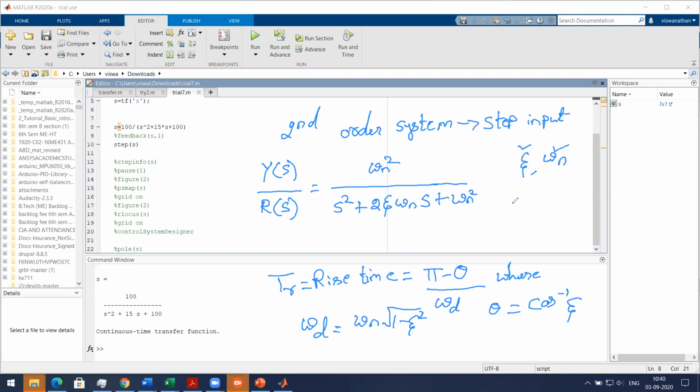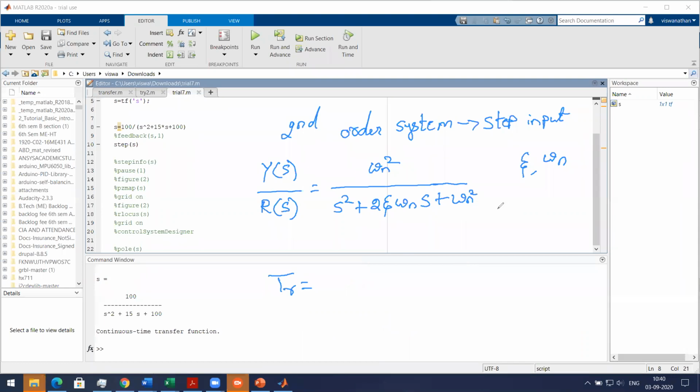Next is the percentage overshoot. Okay, we'll discuss the percentage overshoot.